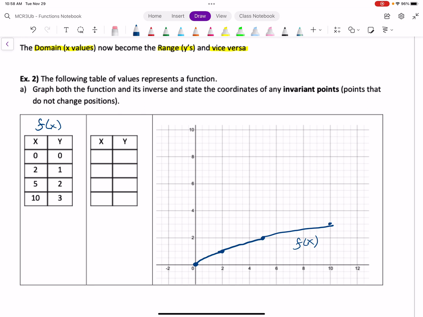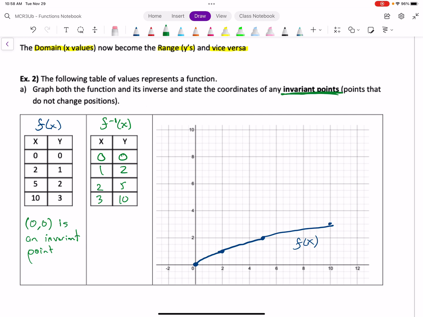If I look at the inverse, that is f to the negative 1 of x. If I flip these, one of these points doesn't change at all. That point, (0, 0), is called an invariant point. An invariant point is one where even though you take the inverse, it doesn't change the point. So I'm just going to say down here, (0, 0) is an invariant point. And for the next one, if I switch that point, (2, 1) becomes (1, 2), and this one becomes (2, 5), and obviously this is (3, 10). So there is my inverse function.